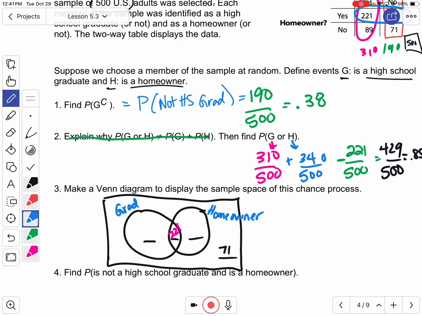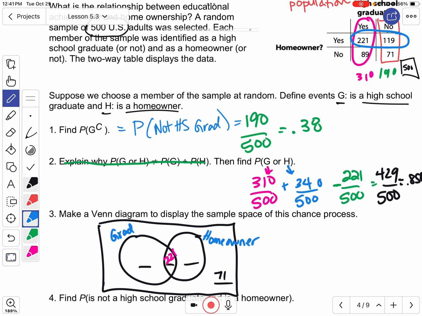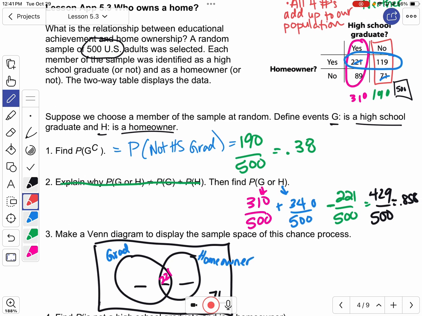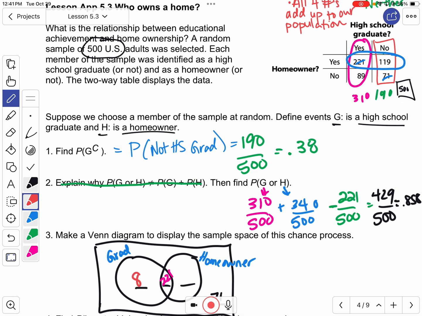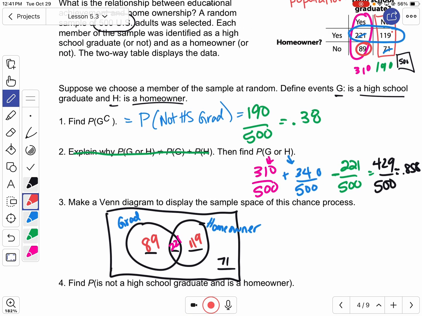Let's figure out who needs to go where. I've already used the 221, so I'm not going to use it again. I've already used the 71. Which one needs to go in the graduate circle? The 89, good. The 89 says yes, they're a graduate, but they're not a homeowner. That should only leave me one number. What is it? 119, and it goes in my last circle. So yes, they're a homeowner, but no, they're not a graduate.